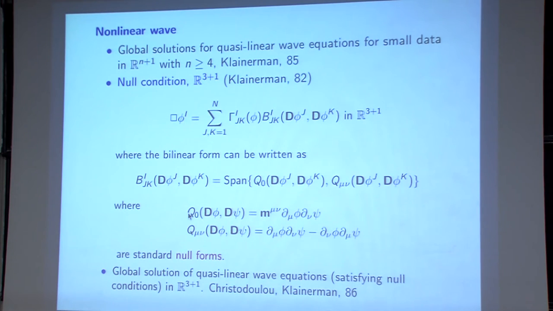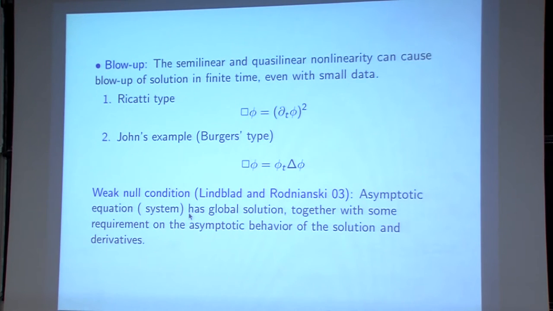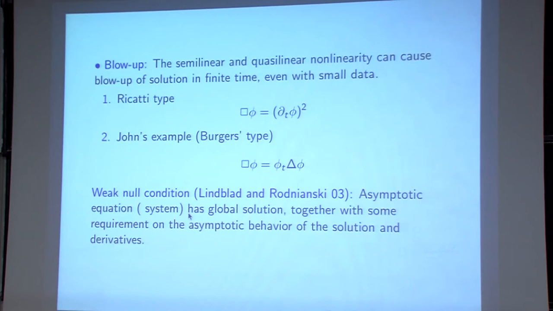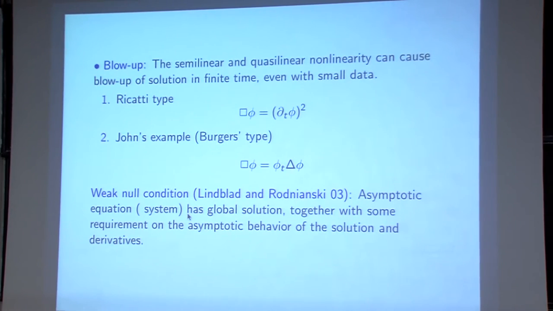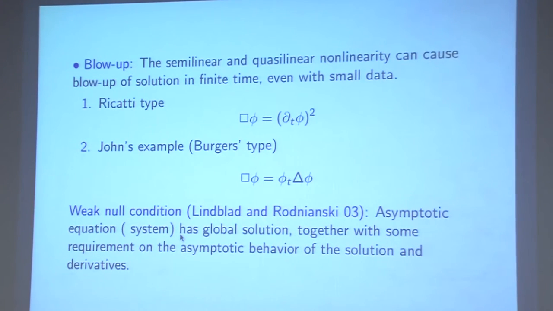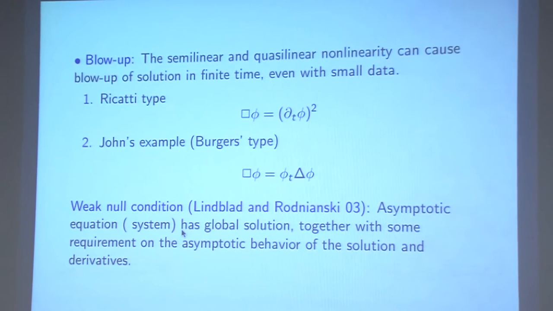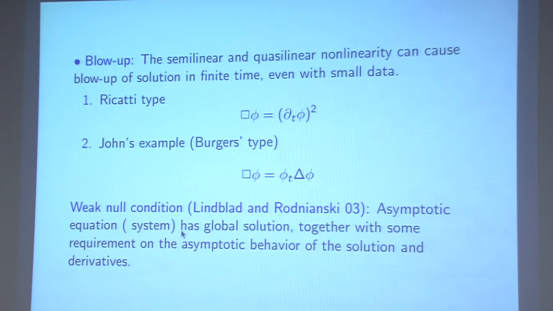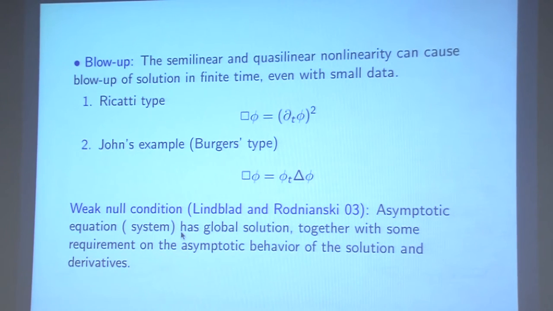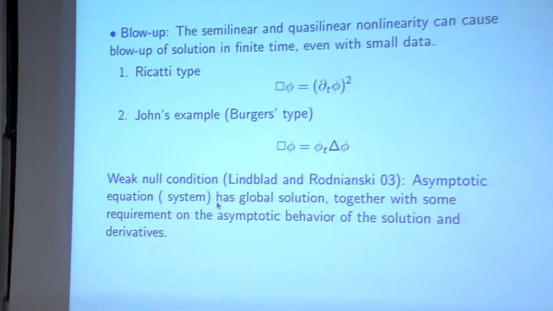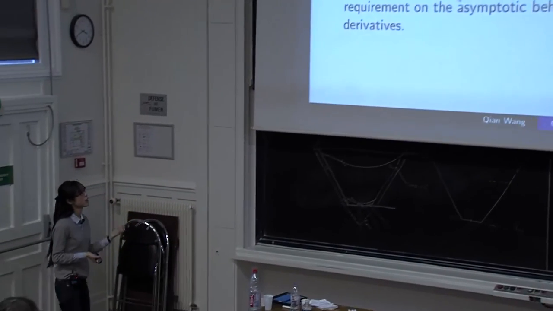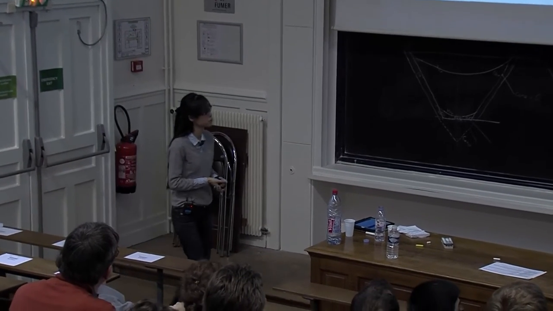Now let's talk about an equation which doesn't have the null condition in 3 plus 1: you can see blow up happening. Here are two examples. You can reduce them to typical equations which definitely blow up even for small data. The first one is the Riccati equation, and the second one is Burgers' equation. But there are things in between. You don't see the null condition in the nonlinearity, but you still have hope of having a global solution.